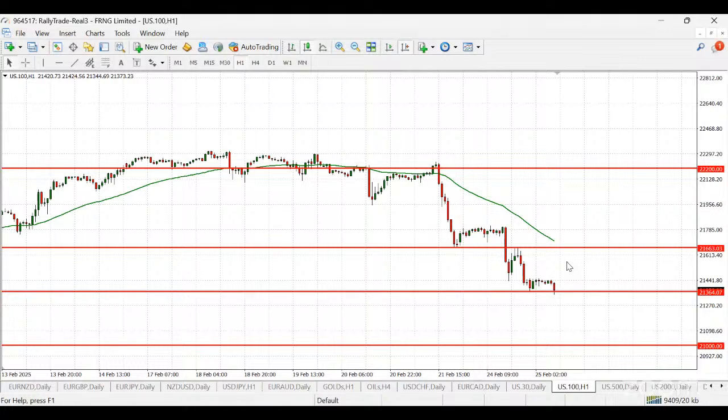For US 100, from this current level now, we may get a pullback to the previous high at 21,663, and then bearish move from there. But if price takes out the support with this current bearish move, then we can expect lower prices from that point. That's for US 100.